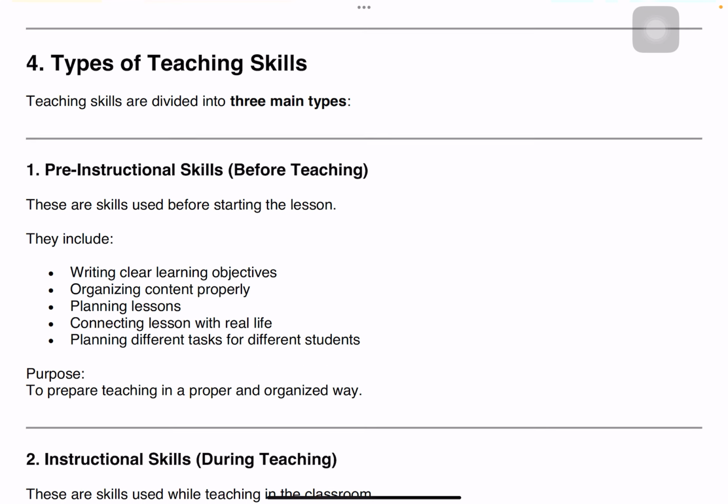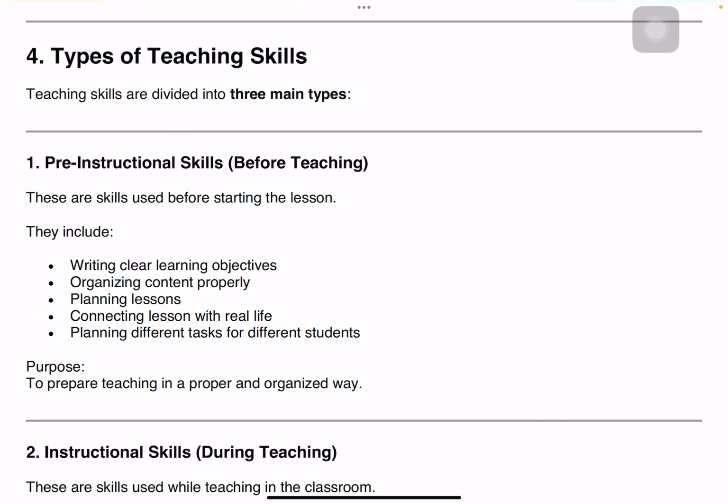Types of teaching skills. Teaching skills are divided into three main types. Number 1, pre-instructional skills, before teaching. These are skills used before starting the lesson. They include writing clear learning objectives, organizing content properly, planning lessons, connecting the lesson with real life, planning different tasks for different students. Purpose: to prepare teaching in a proper and organized way.